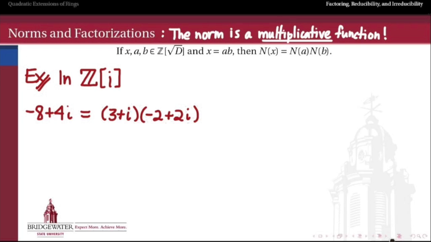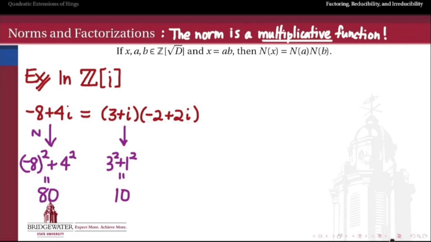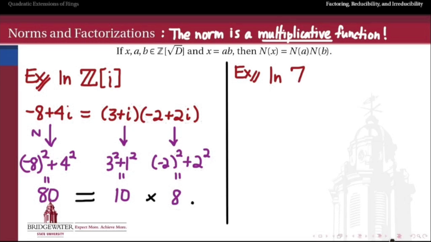And if we take the norms of these three elements we've written down here, the norm in the Gaussian integers of negative 8 plus 4i is the product of negative 8 plus 4i with its conjugate, which is 80. Meanwhile, the norm of 3 plus i is 3 squared plus 1 squared, which is 10. The norm of negative 2 plus 2i is 8. And sure enough, 80 is equal to 10 times 8. So there's an illustration of this multiplicativity of the norm in the particular example of the Gaussian integers. But of course, it works in any quadratic extension.